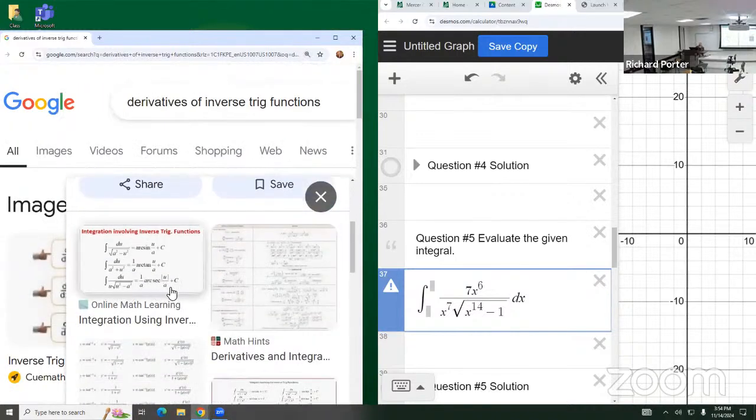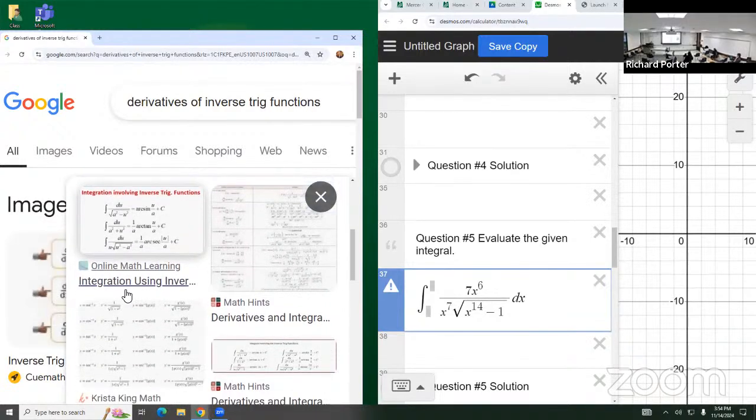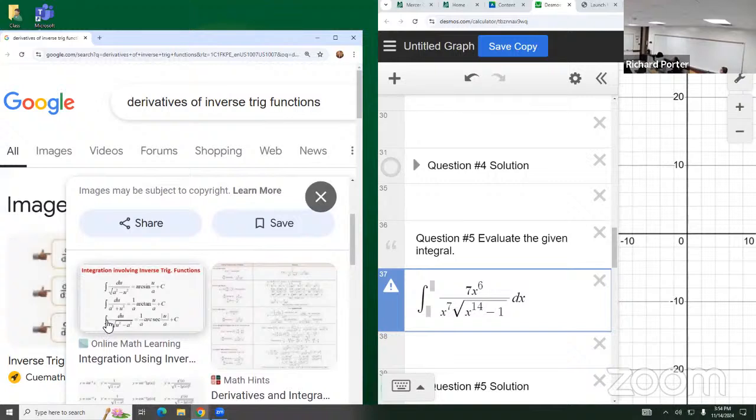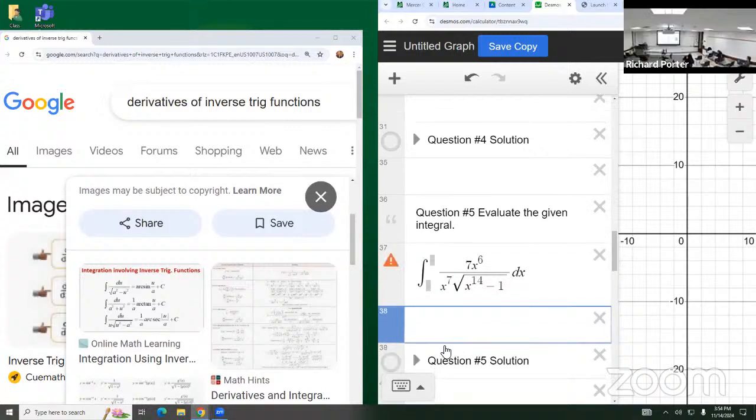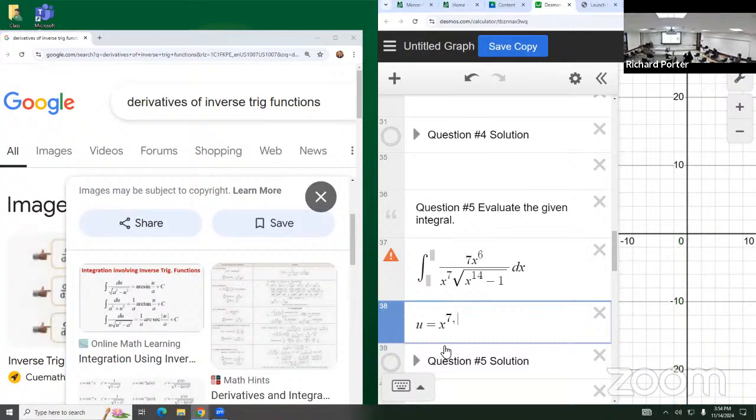Okay, do you see this bottom one right here? Actually, that's not the derivative, that's the antiderivative. You see how there's a u and then a u squared and an a squared. So this would be the u. So I could say u equals x raised to the 7th. In which case, what's du going to be? 7x to the 6th dx.